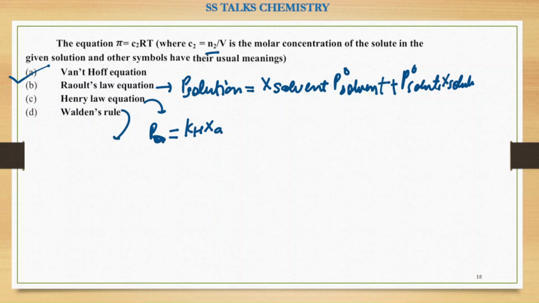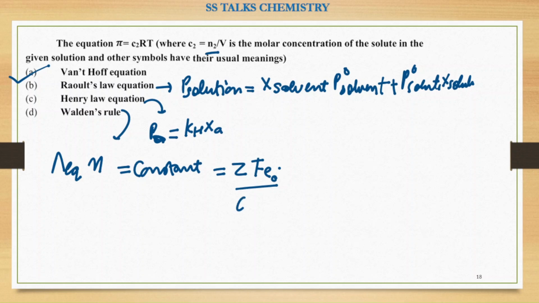So this is written like lambda of the equivalent, it is equal to this eta value, it is equal to the constant, which is equal to Z into F e naught upon 6 pi into R. So these are the equations. The first one, that is pi is equal to C2 into RT. This is your Van't Hoff equation.